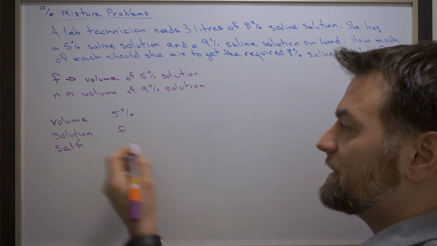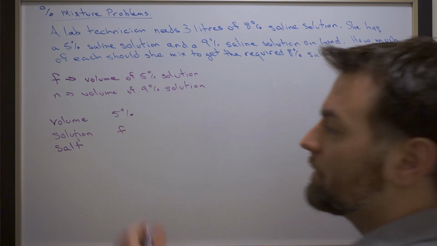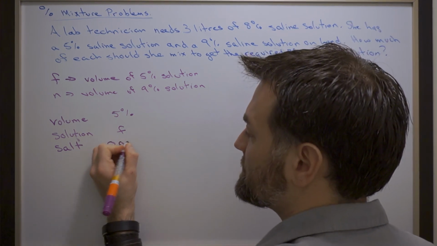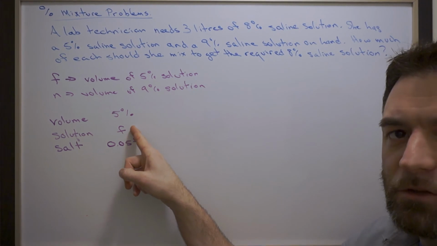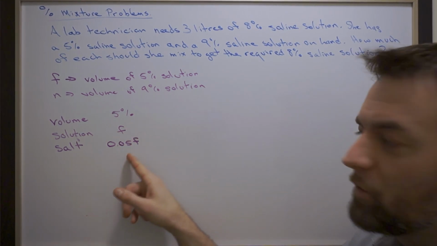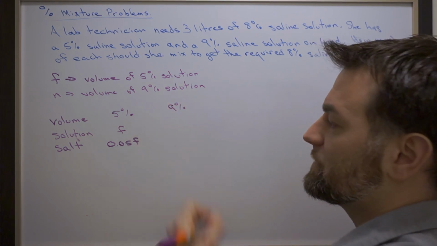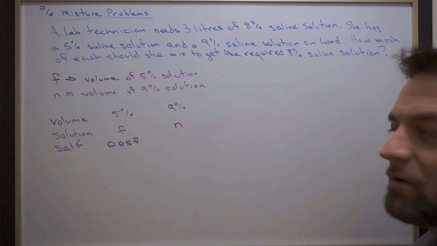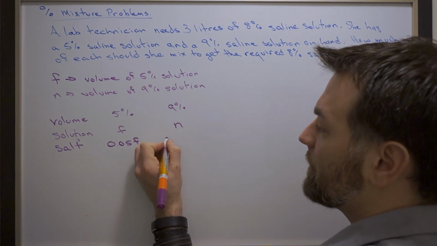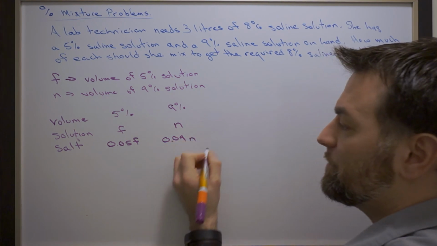How much salt is in there? Well, 5% of this total volume is salt, so 5% or 0.05 times F. This is the amount of solution, and this is the amount of salt that would be in that solution. In the case of the 9% solution, it's very similar. We have N liters of it that we need, and 0.09 of that is salt.